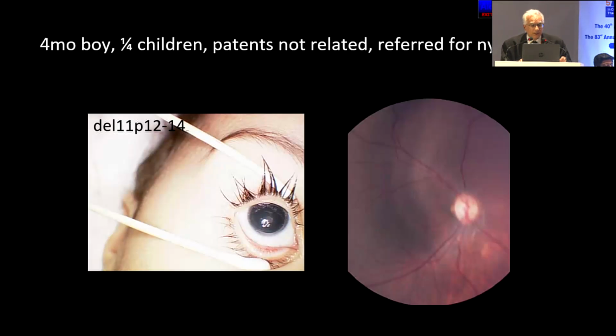And sure enough, when we do genetic analysis, he has a large deletion. It includes WT1, and he goes on to develop Wilms tumor of the kidney 1 year later. But because he was being followed closely, because we expected it to likely happen, it was able to be managed aggressively.